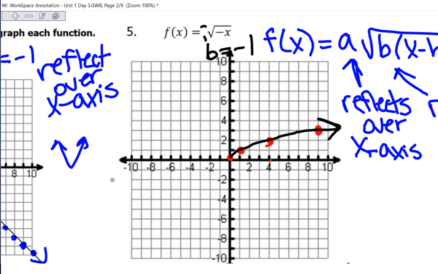The y-axis. So this point at 1, 1, if it's 1 to the right, what I reflected is going to be 1 to the left. So go ahead and start reflecting those points. So that first point would be at negative 1, 1. What about the origin? If the point is on the axis, can it reflect over the axis? No, so the origin stays where it's at. And then 4, 2, when I reflect it, where would it be? Negative 4, 2. And 9, 3, when I reflect it, it would be at negative 9, 3.